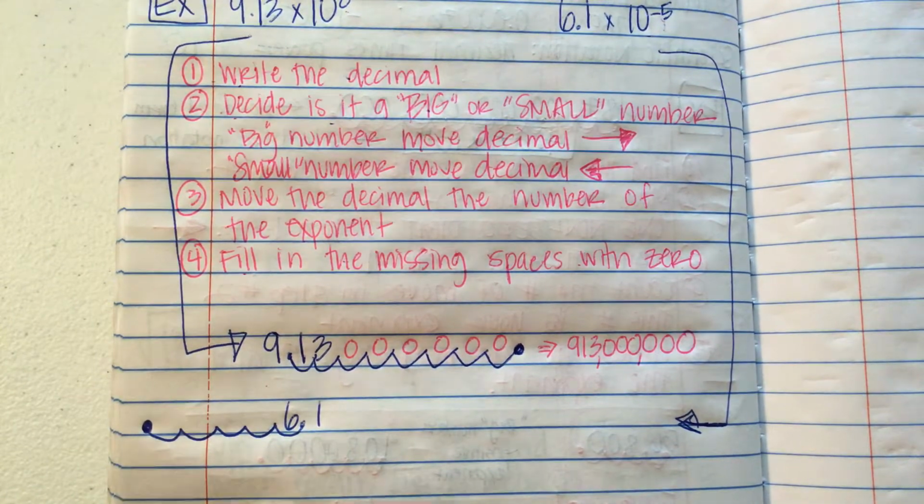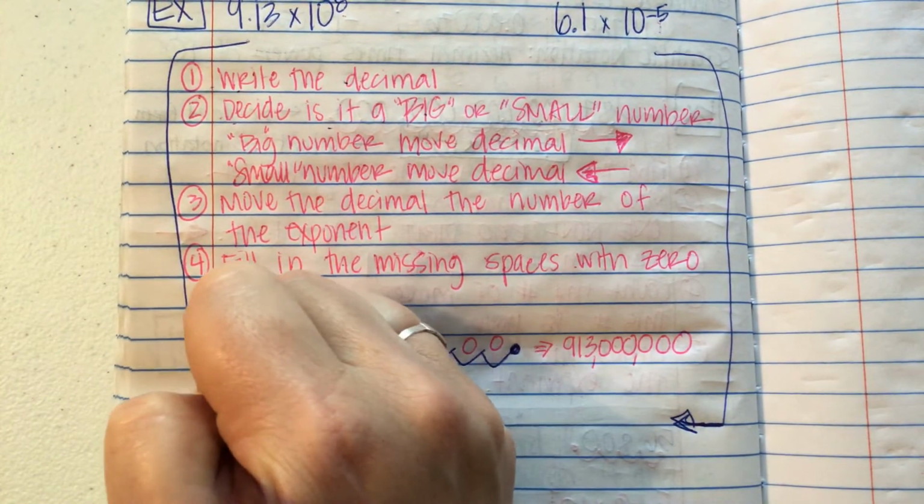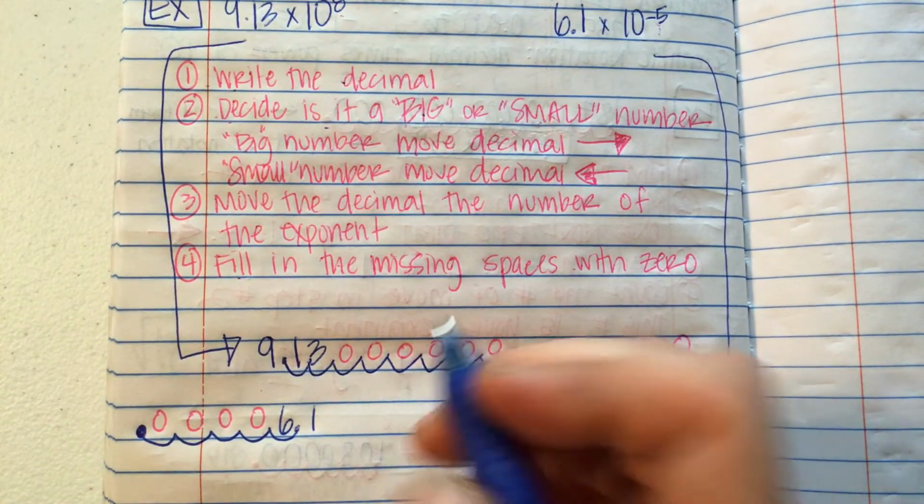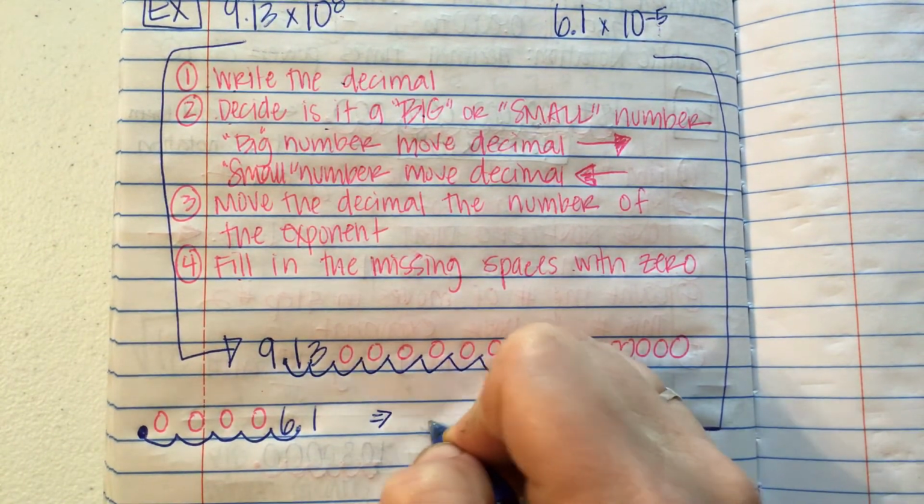I'm going to fill in my zeros or my spaces. And that's my answer. My answer is 0.000000.